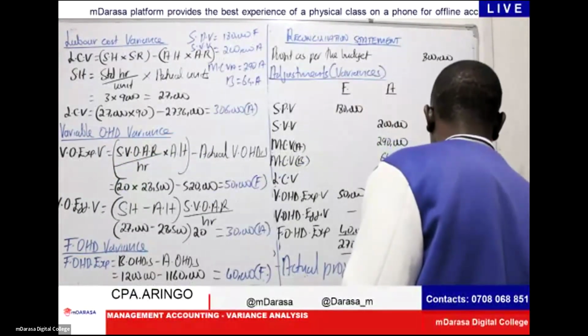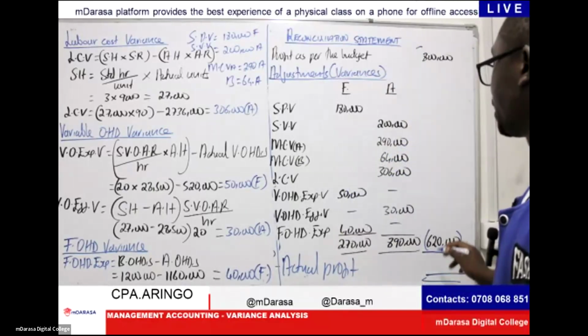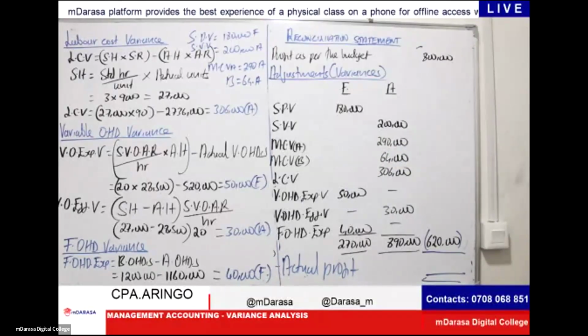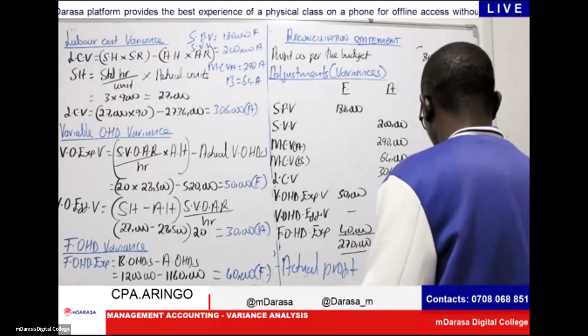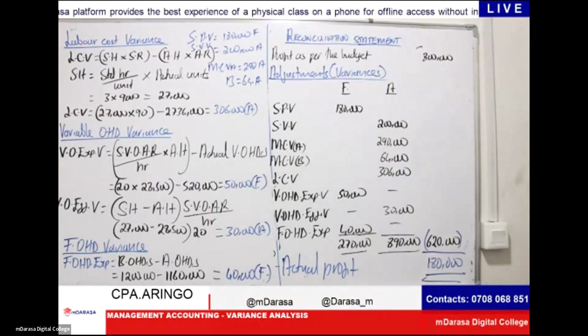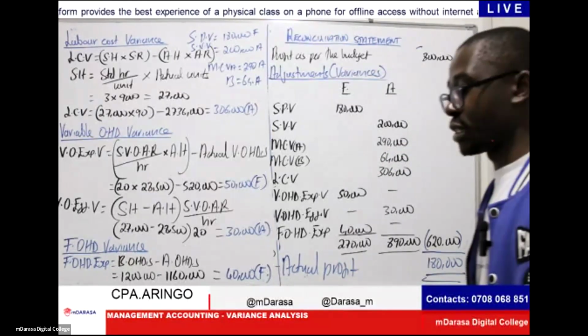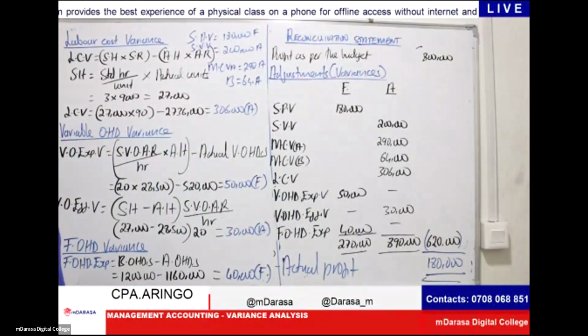Then we take profit as per budget, we adjust it for the variance, which is an adverse of 620. So 800 minus 620 gives us 180. You confirm with the actual profit statement that you had prepared earlier on. It should give us 180,000.